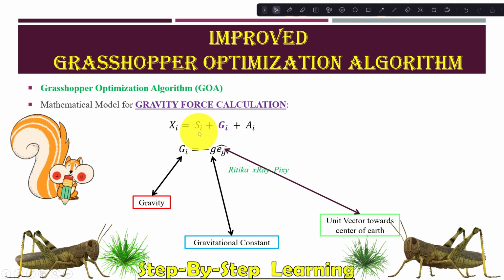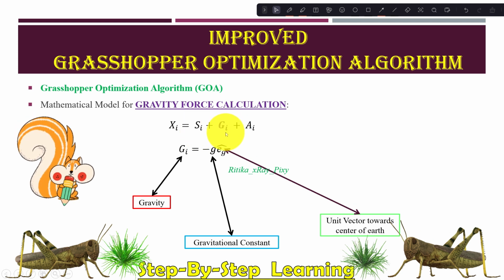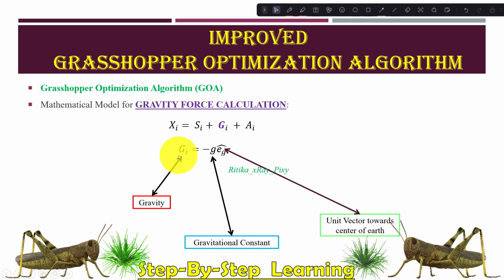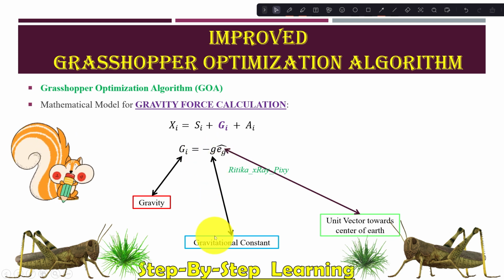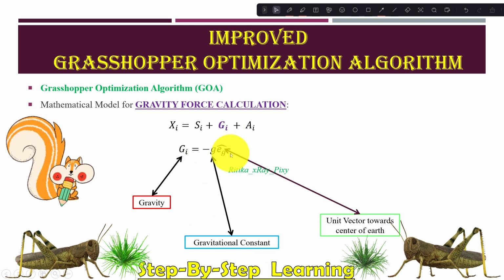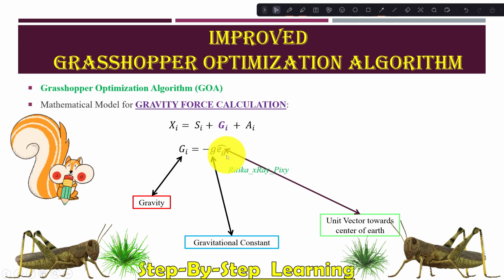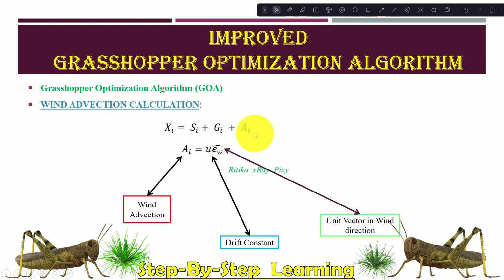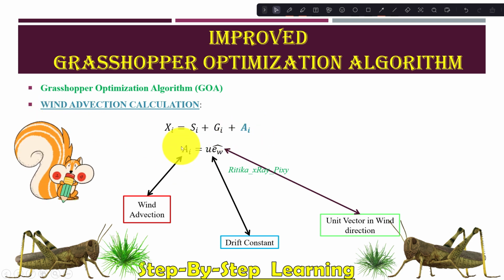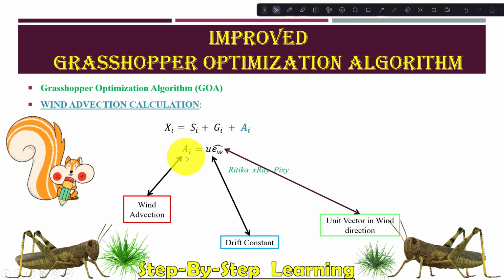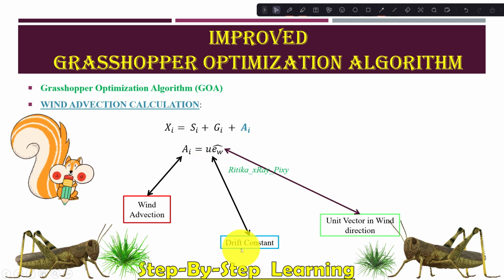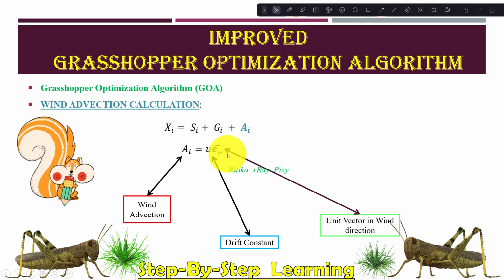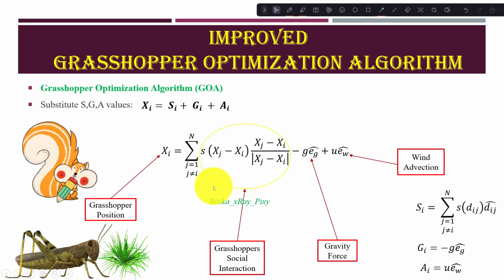After social interaction we have gravity force, and we can calculate gravity force using this equation. Here G denotes gravity for the ith grasshopper, and this is the gravitational constant, and again this is the unit vector towards the center of the earth. Next we have the wind advection calculation, and here A denotes the wind advection and U is the drift constant, and this is again the unit vector in wind direction.